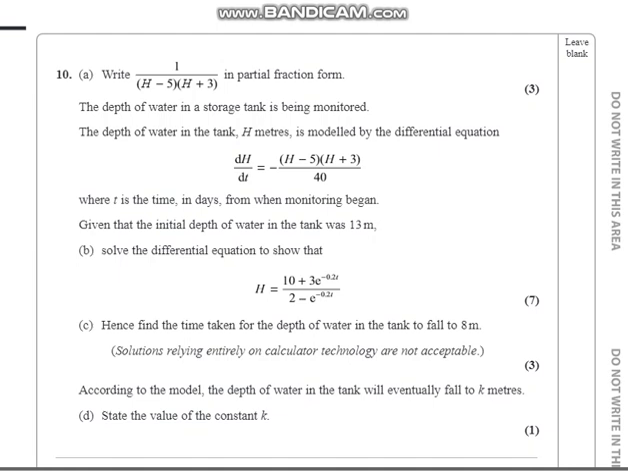Today I'm solving the 10th question and the final one from the International Advanced Level Pure Mathematics P4 Jan 2021. So let's get started. The A part: write 1 upon (h minus 5)(h plus 3) in partial fraction form. So that's 3 marks. I'll just go down and write the equation again and solve it.